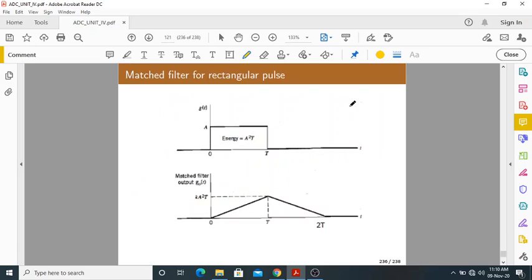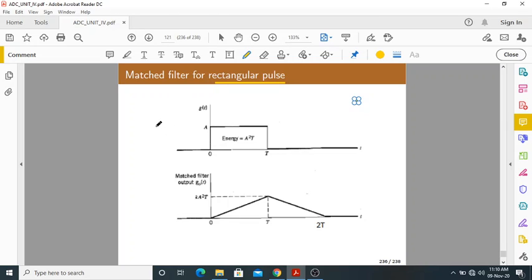Now, let us go to some specifications related to the matched filter. So, matched filter for a rectangular pulse. Here I am assuming g of t is a rectangular pulse from 0 to capital T. T is an arbitrary value, so it is not generally the time period. It need not be the time period, just an arbitrary value actually. Now, this is g of t.